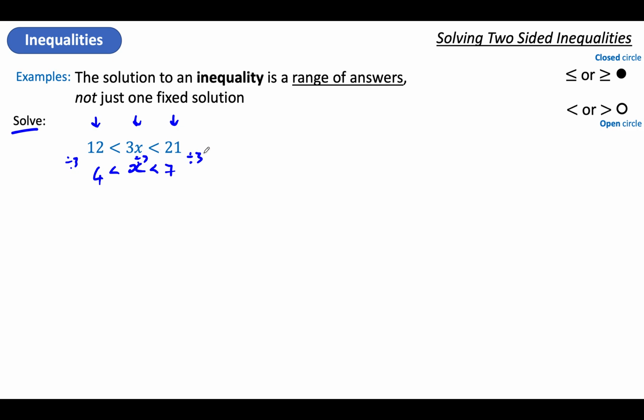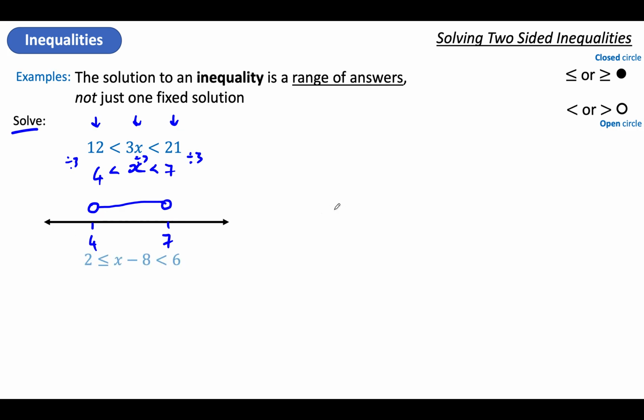So before we said what you do to one side you must do to the other. Now we say what you do to one bit of the inequality you must do to every bit of the inequality. So x is between 4 and 7. On a number line I'd need both of those numbers, so 4 and 7. I don't need any others. There's no equals there, so it's just an open circle and join it with a line. Yep, so x is bigger than 4 but less than 7.